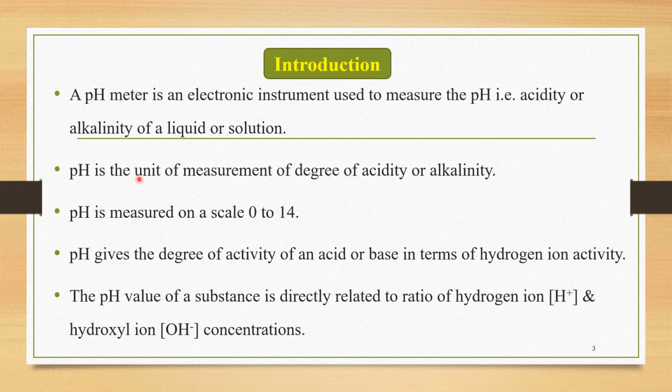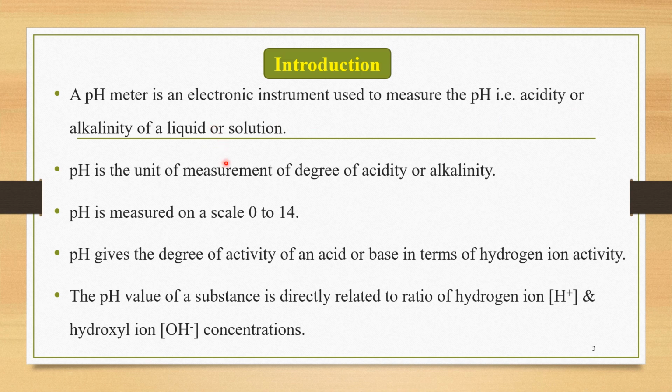Now, as far as the pH of a solution is to be considered, the name which we remember is nothing but the pH meter. This pH meter is used for the measurement of pH. A pH meter is an electronic instrument used to measure the pH, that is acidity or alkalinity, of a liquid or solution. In other words, it is useful for the measurement of acidity or alkalinity of a liquid or a solution.